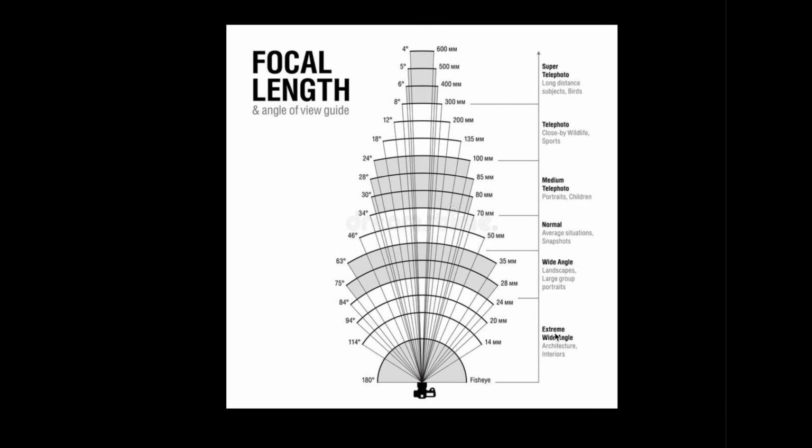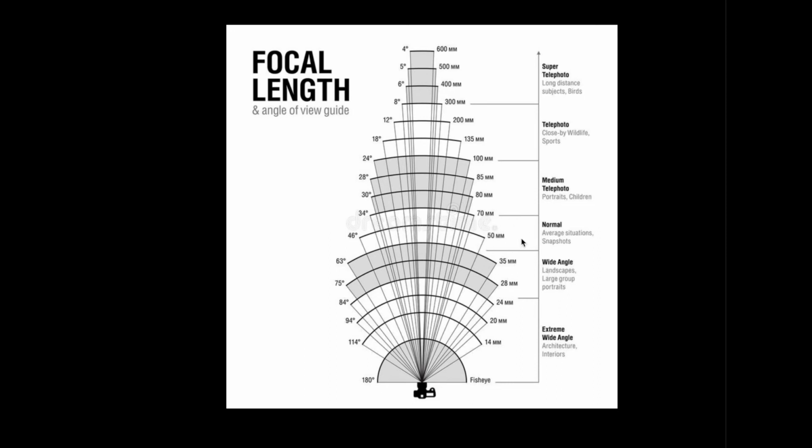So right here we have extreme wide angles. This is like architecture and interiors. We have from 14 millimeters all the way through 24. So if you're using this focal length, most likely it's going to be a wide angle or extreme wide angle. Then we have 28 millimeters to 35 millimeters. We have a wide angle, right? Landscapes, group portraits, or large group portraits.